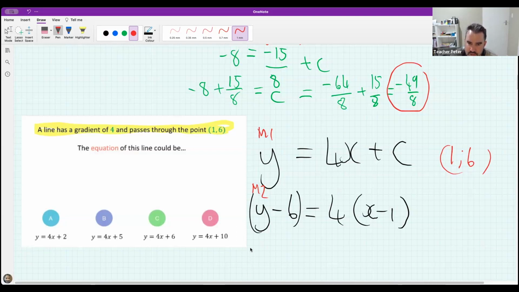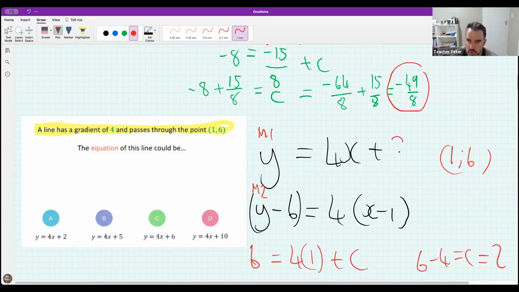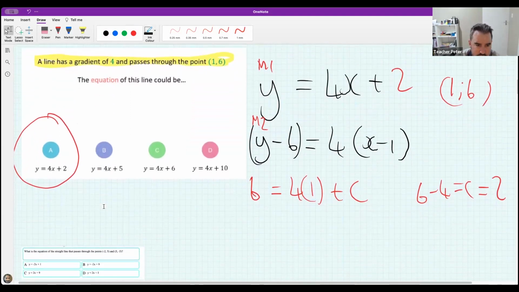Okay, so if I put a 6 where y is, and I put a 1, then basically I get 6 minus 4 is c, and c is 2. So 4x plus 2. And so A is the correct answer. Okay, that was looking pretty good.